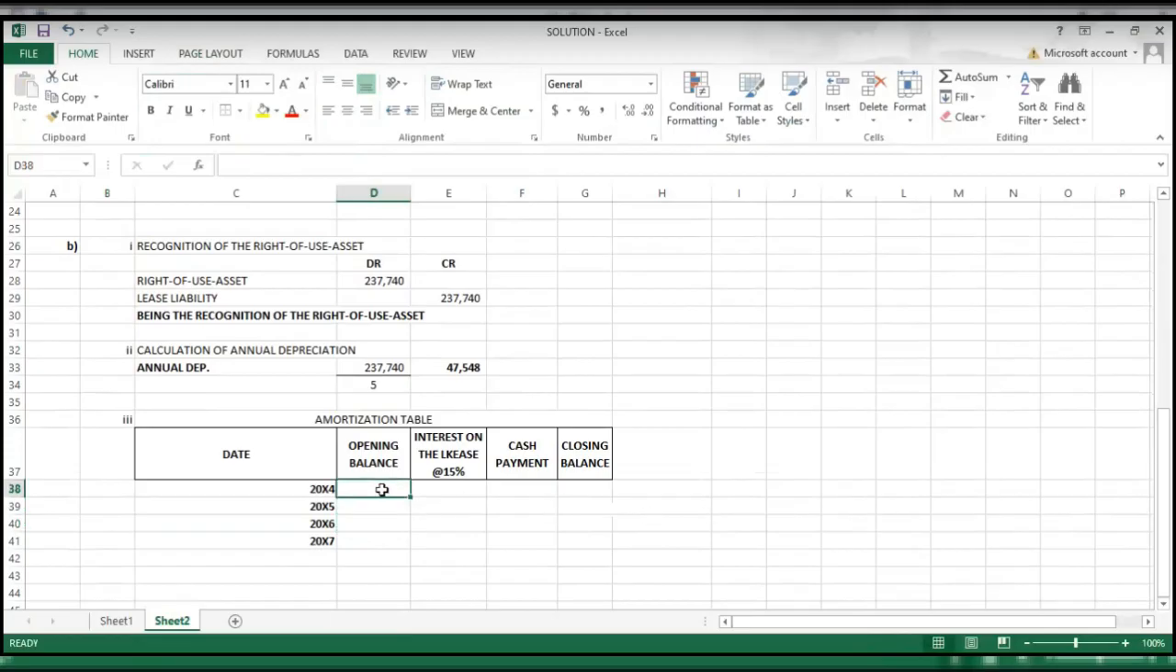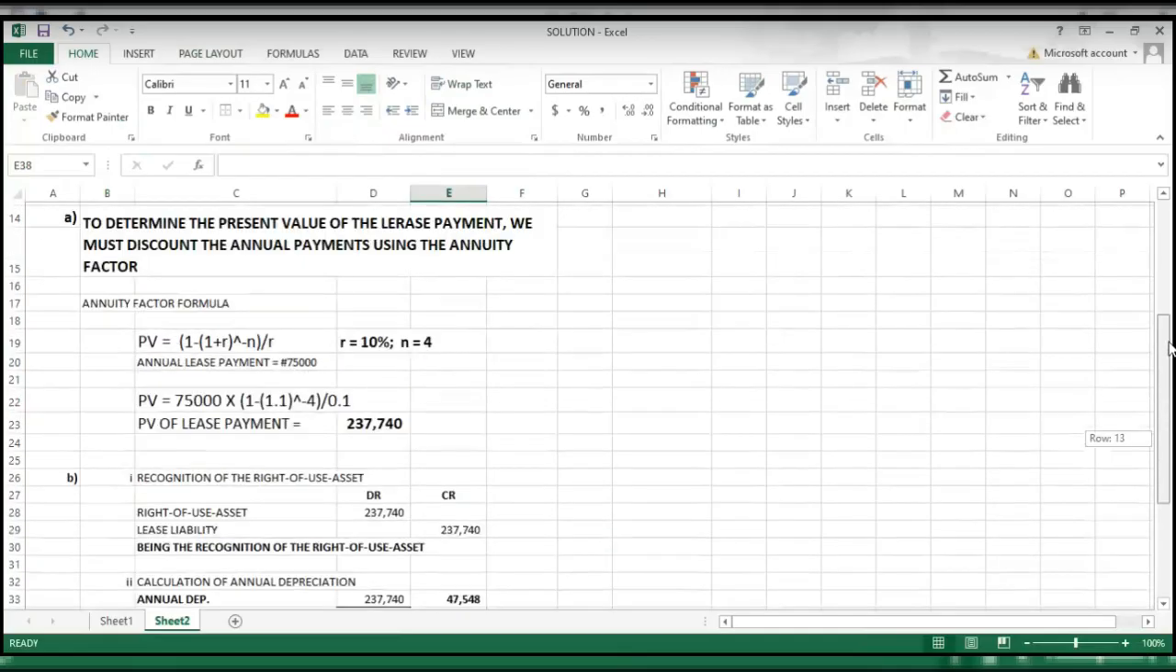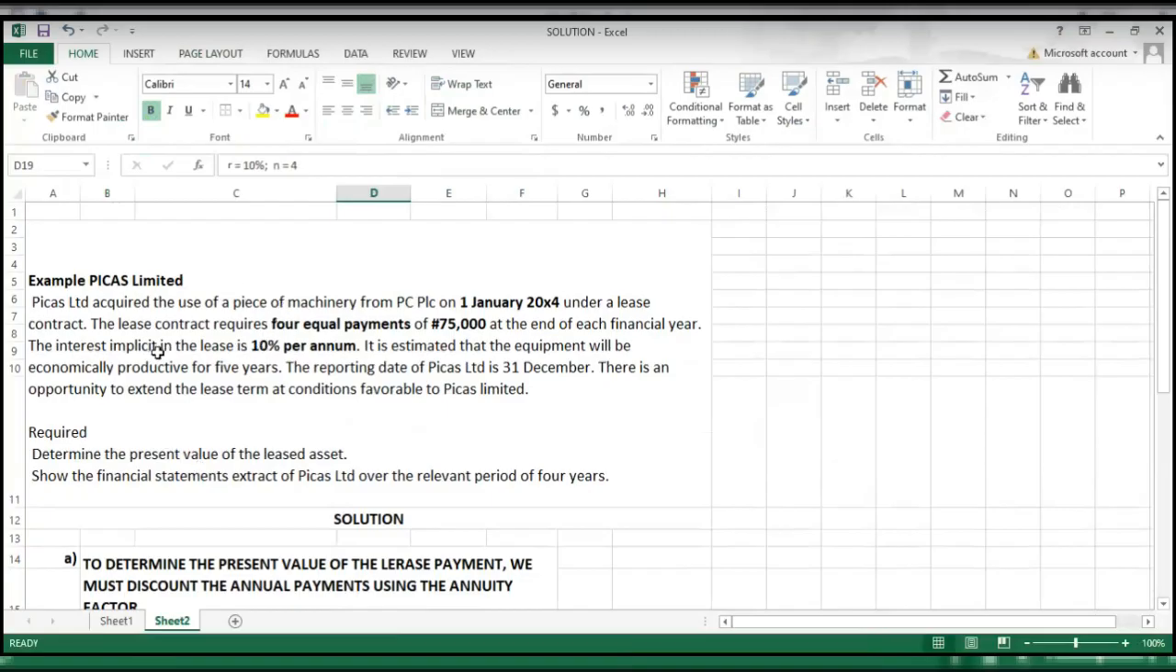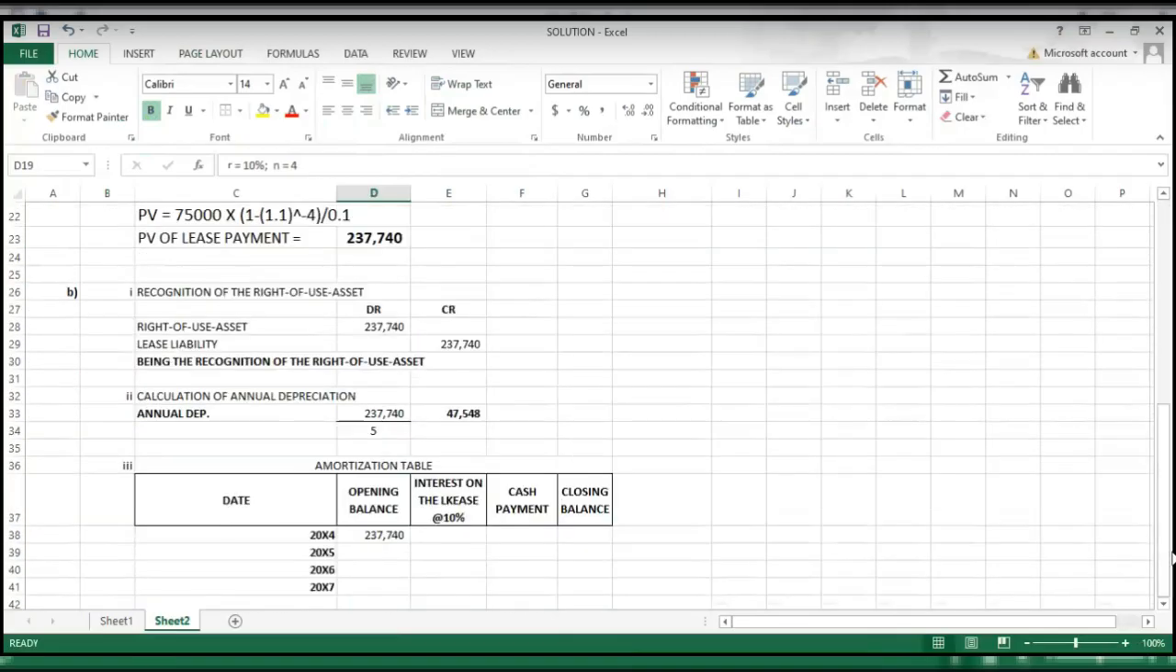So the opening balance of the liability in 20x4 is the amount that we sent to the liability account using the journal, 237,740. That is the opening balance. And the interest rate here, our interest rate under this question is 10%. Interest rate implicit. Don't forget that's what we use in determining our R. And that's what they gave us in the question, 10% implicit interest per annum. So that's what we're going to use for our amortization.